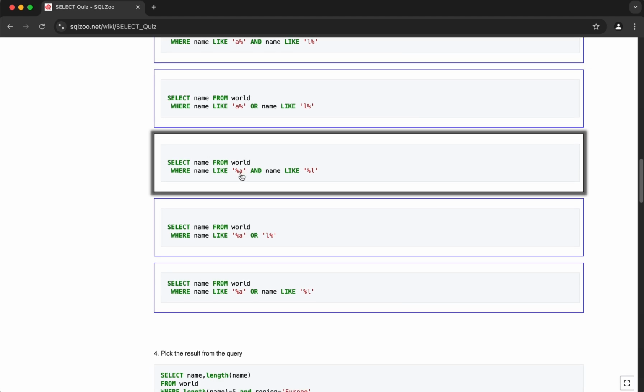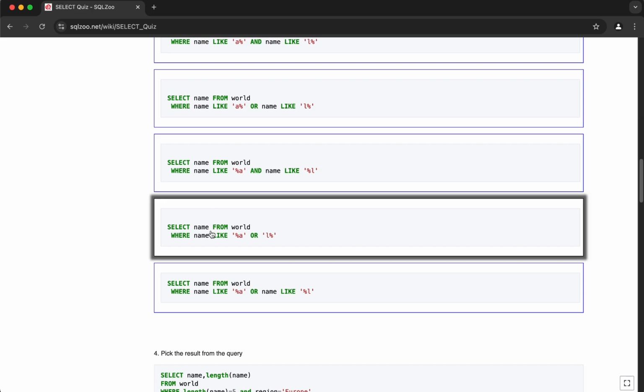Let's come down to the third option and we can see, okay, we have select name from world where name like, single quotes, parentheses A. But here we have a problem. And name like. Remember, the name can only end in either or, not both. So we can't use the and operator. We have to use the or operator. Let's come down to the fourth option.